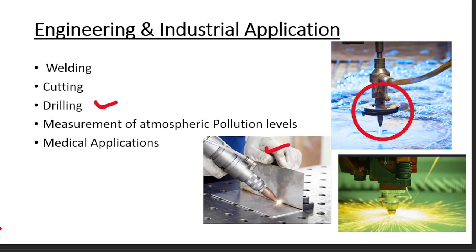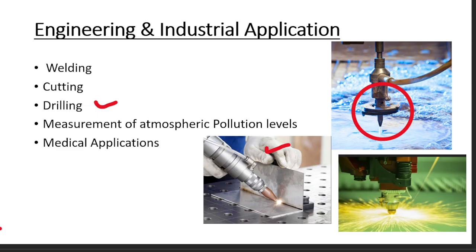Now, the next application is measurement of atmospheric pollution levels. The pollution in the atmosphere is due to suspended particulate matter like dust, smoke, ash, etc., and gaseous pollutants like carbon monoxide, sulfur dioxide, etc. The conventional method for measuring pollution levels required collection of samples and chemical analysis, but it is a time-consuming process. Using lasers, we can get real-time data by transmitting a laser beam in the atmosphere and then observing either the reflected or transmitted beam.